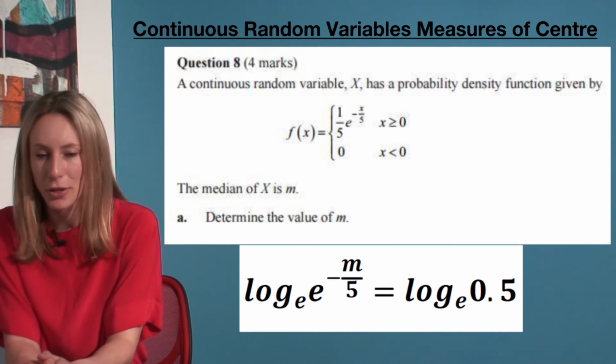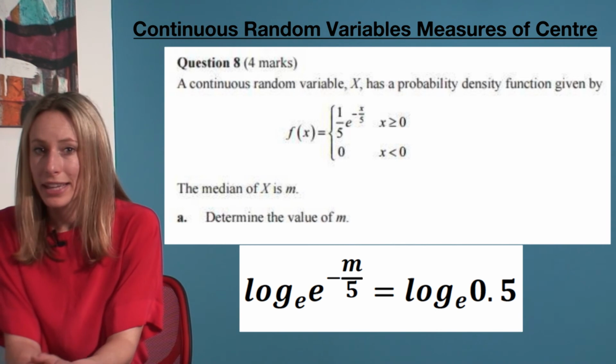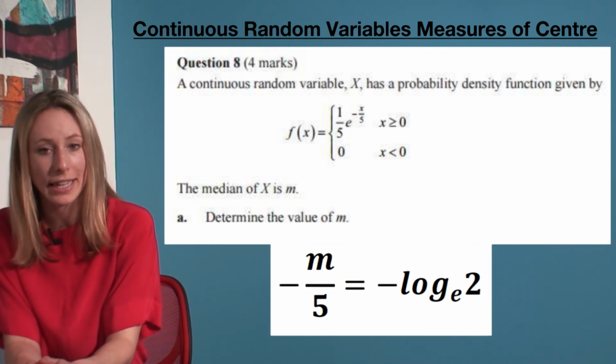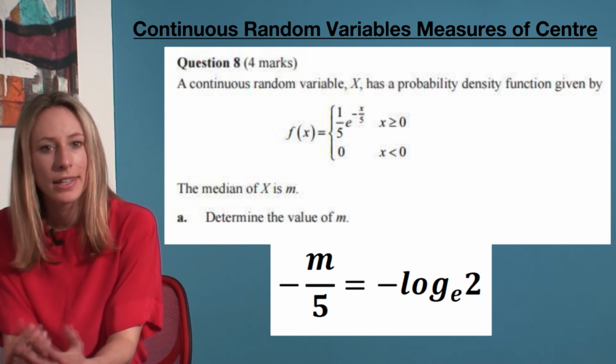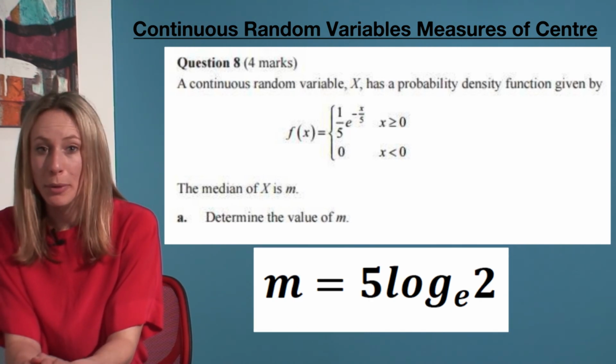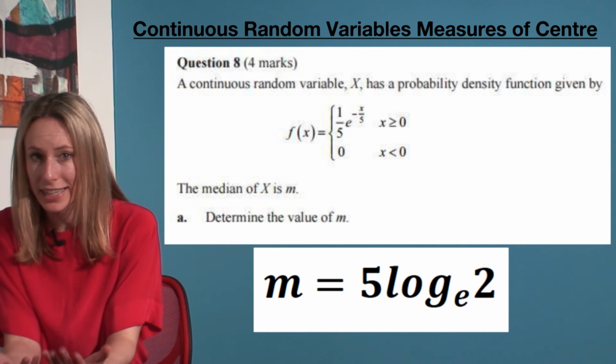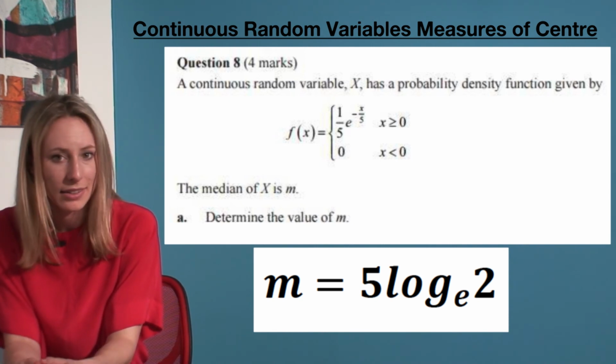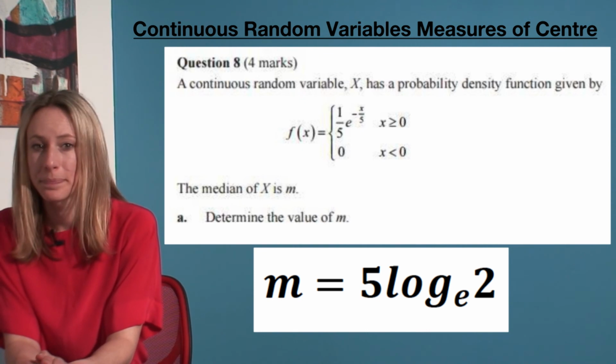Then we take logs of both sides. And then, using our log laws, we know that log of a half is equivalent to negative log of 2. Then we find m by multiplying both sides by 5 and cancelling out the negatives. This gives us a final answer of m, which is the median, equals 5 log of 2.